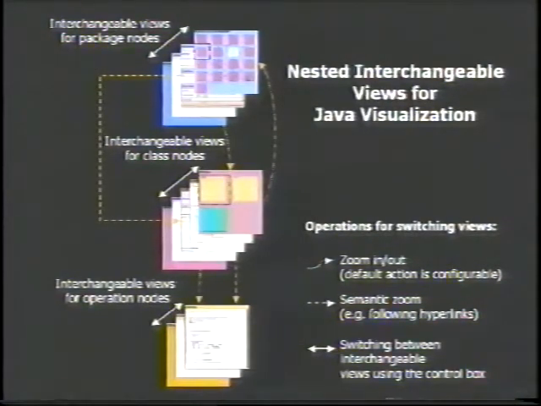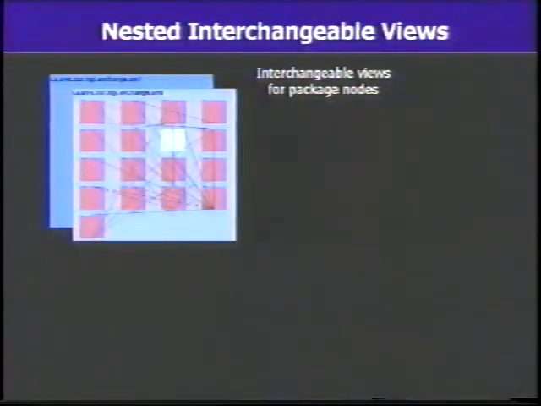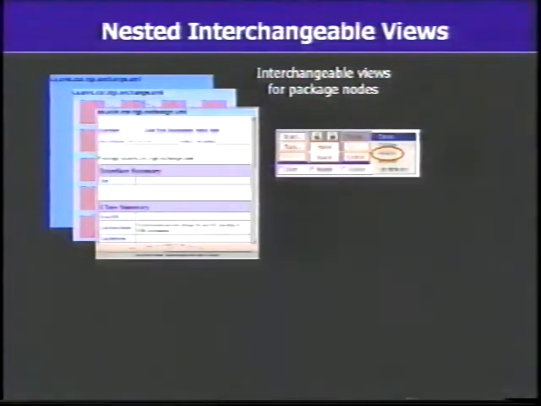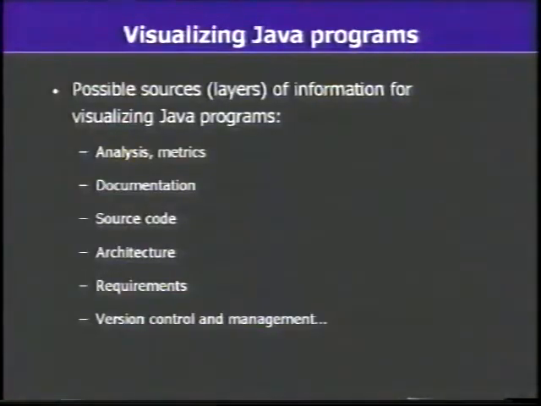Nested interchangeable views allow for quick transitions between package nodes, class nodes, and others. You can open a package node to see its children, and then zoom into these and see their children as a graphical visualization, documentation, or source code. As mentioned previously, SHriMP can visualize any type of hierarchically structured information. For Java programs, possible sources of information include metrics, documentation, source code, architecture, requirements, and version control and management.